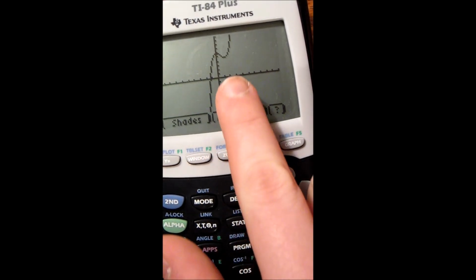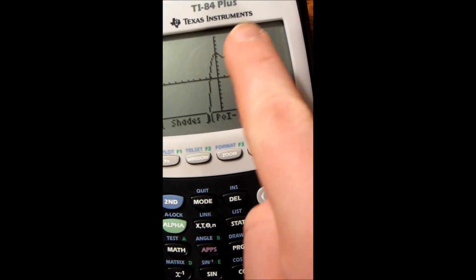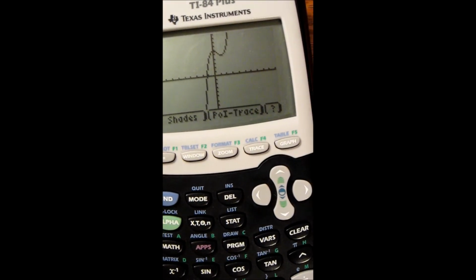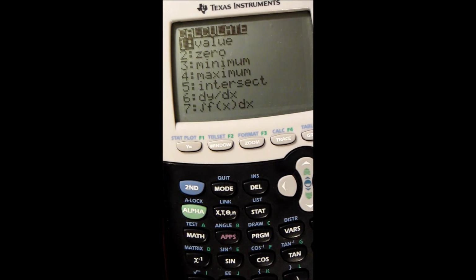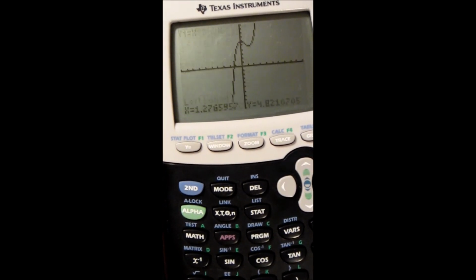Now, here is your minimum point because it bends down, and here's your maximum point because it bends up. To find those, hit second, trace. You're going to see a column with value, 0, minimum, maximum. For this case, minimum is what you want. So you hit the number 3 or scroll down with the cursor.